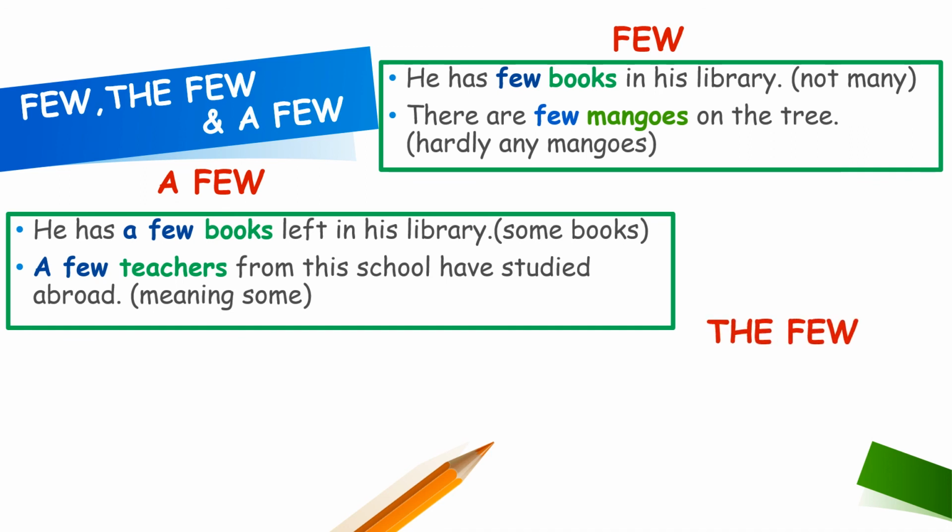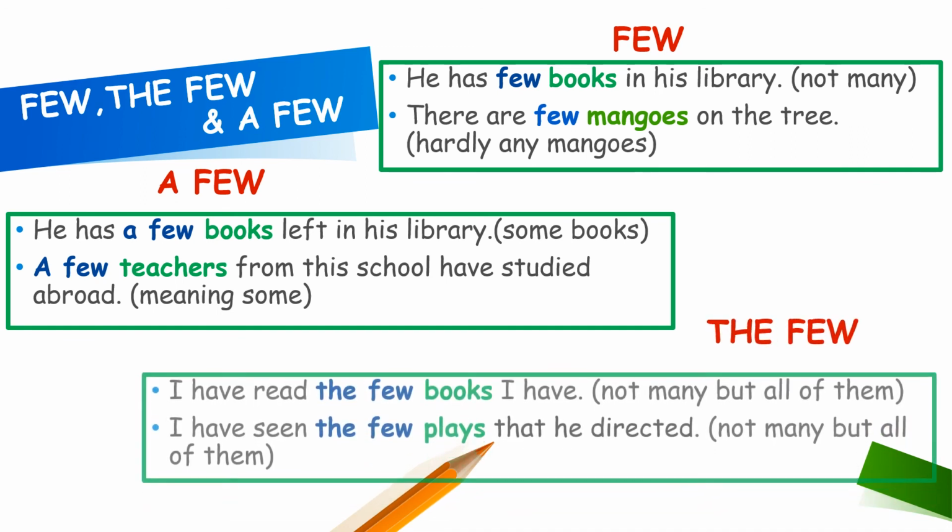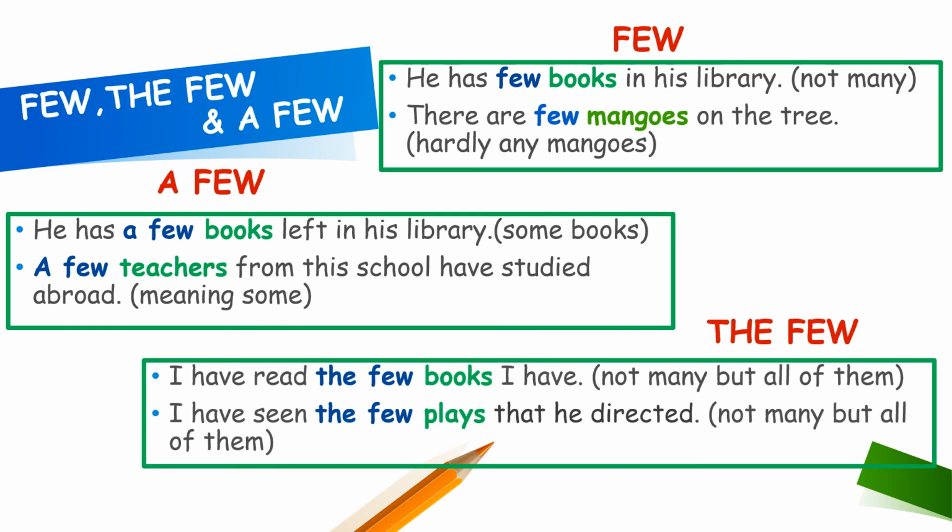The few. I have read the few books I have. The determiner the few is used with the countable noun books, and this sentence means that I have read whatever few books I have. I have seen the few plays that he directed. The determiner the few is used with the countable noun plays. This sentence means that I have seen whatever few plays that he has directed.